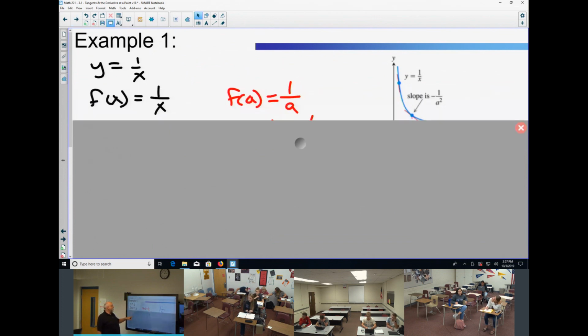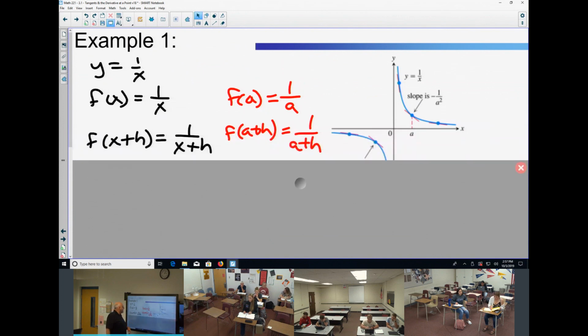Okay? So let's say we have this function y equals 1 over x. And we want to find the derivative, the slope of the curve. So what we can do is say, if f of x is 1 over x, then f of x plus h, in place of the x, you plug in x plus h. Now, what I'm doing here in red is if you have a specific point A, you can actually plug in the point. But for right now, we're not going to worry about that.